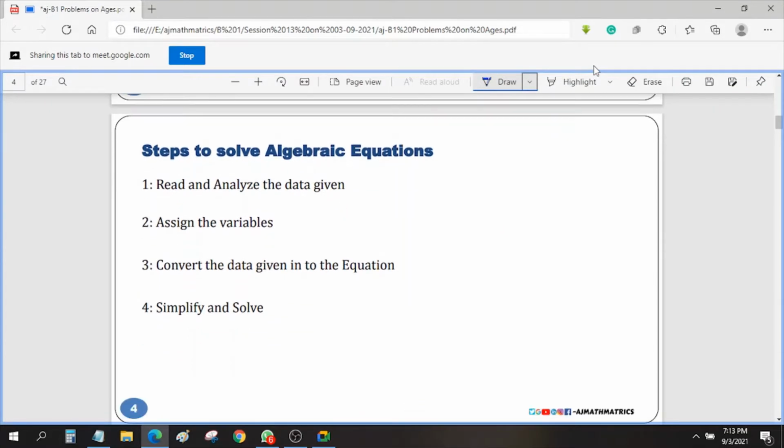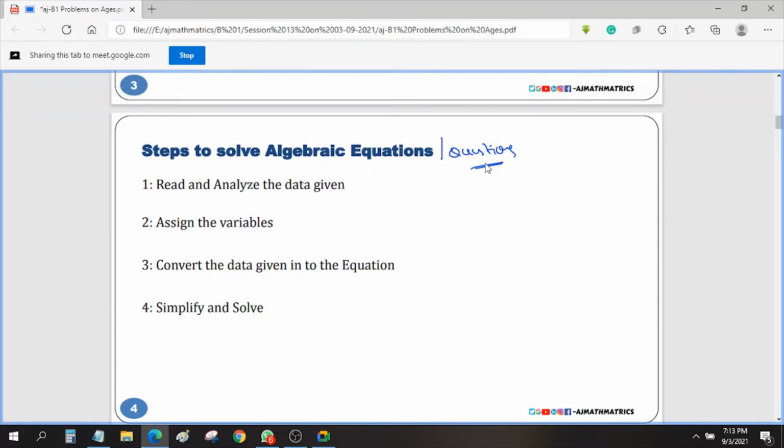Now, whenever you are solving algebra questions, these are the four steps we generally follow. First, read and analyze the data given. This is the first step we need to follow. First we need to read the data. Generally, what happens in the examination is that whenever we see the question, we directly solve it.